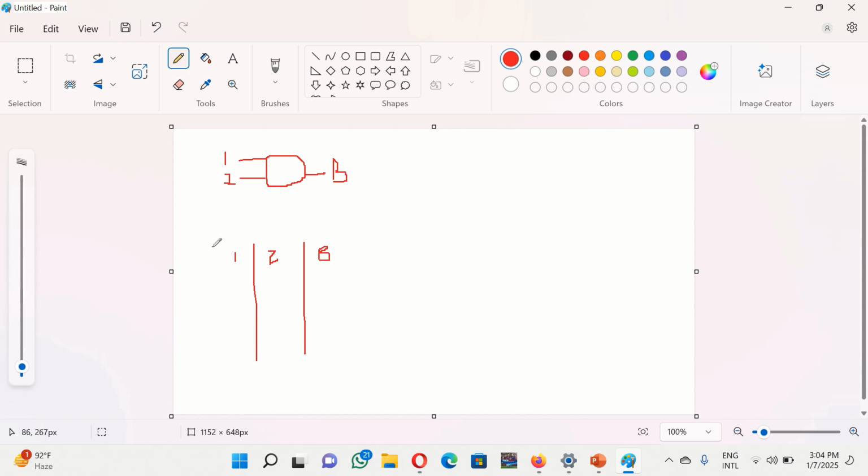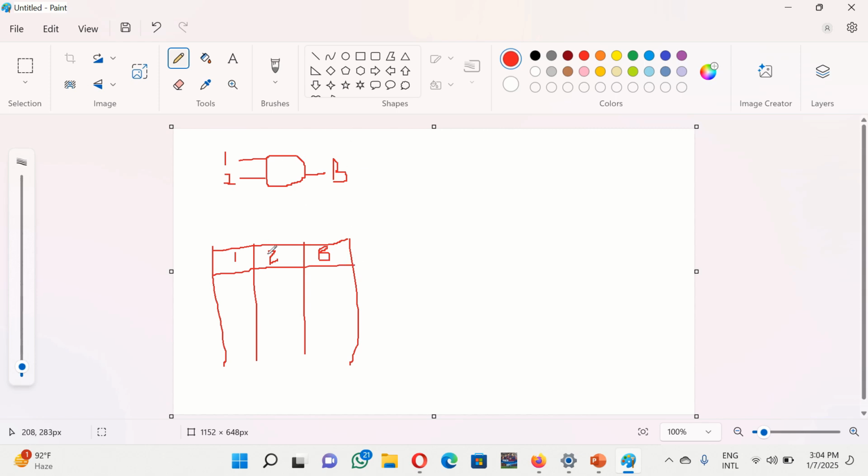Then we have one of the lines here. Let's continue with that. Yes, then we have this here. So this is the truth table. This is how we represent it. So this is for the AND gate.